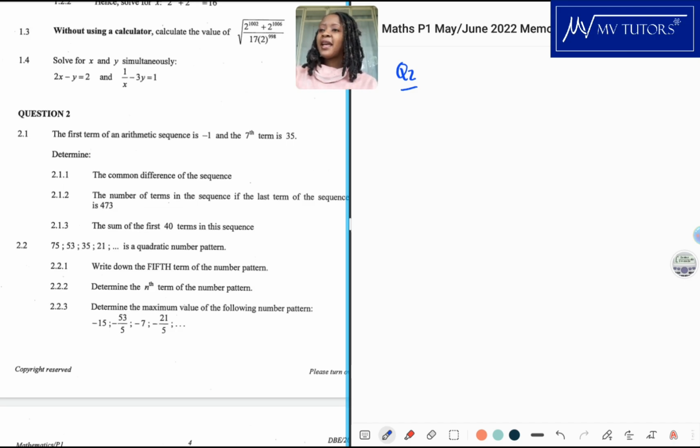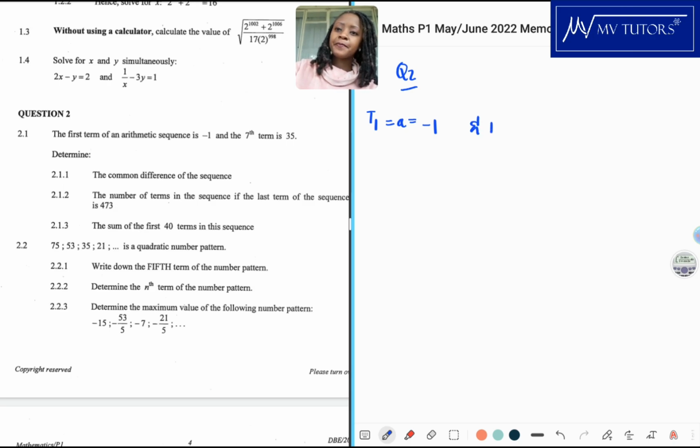So we have a first term of an arithmetic sequence that is equal to -1, and the 7th term is equal to 35. Alright, so now we need to determine the common difference of the sequence. So basically looking for D.